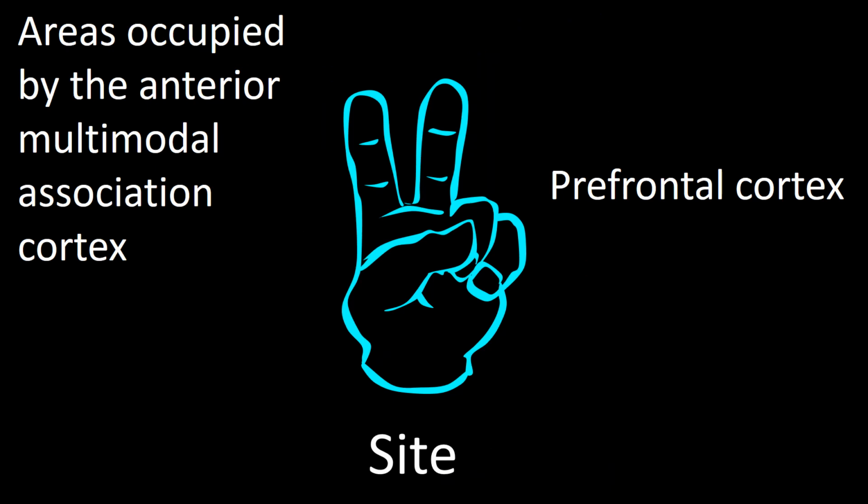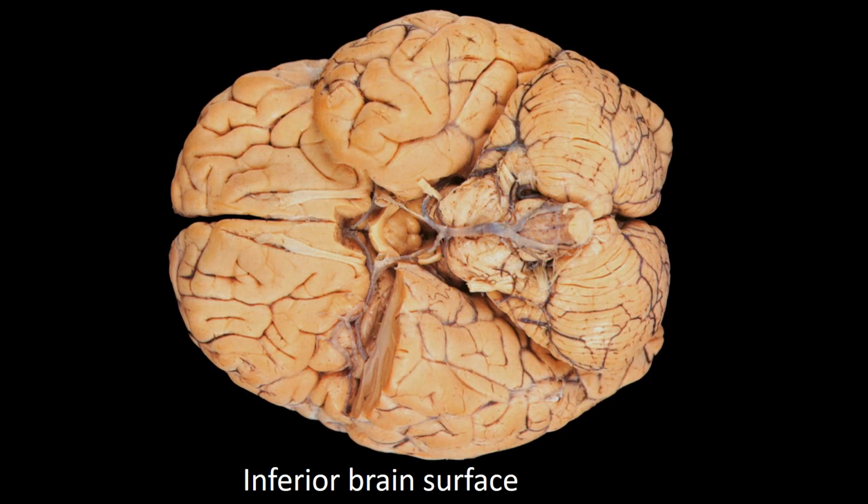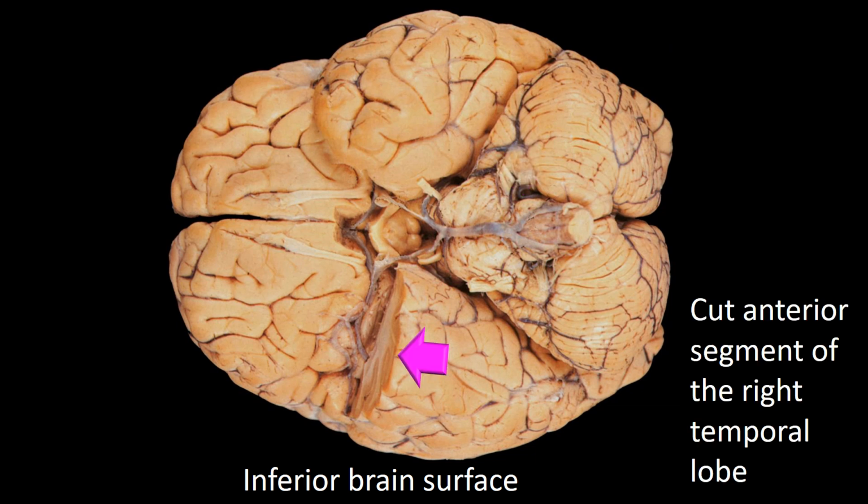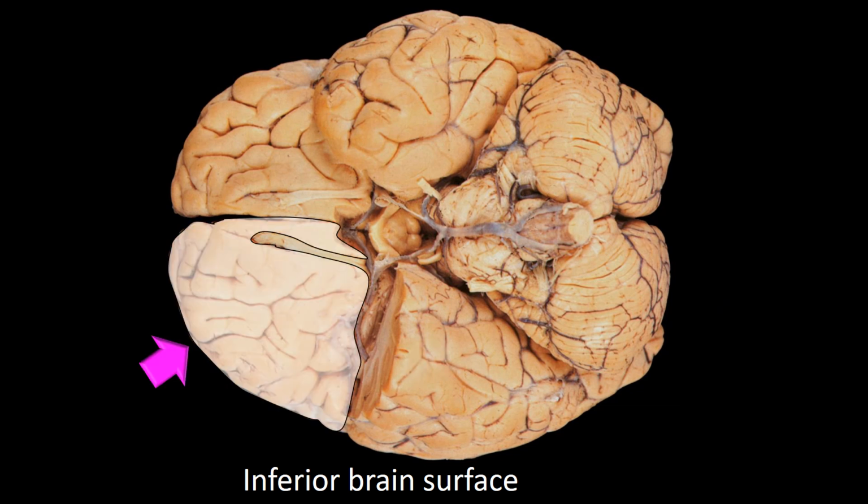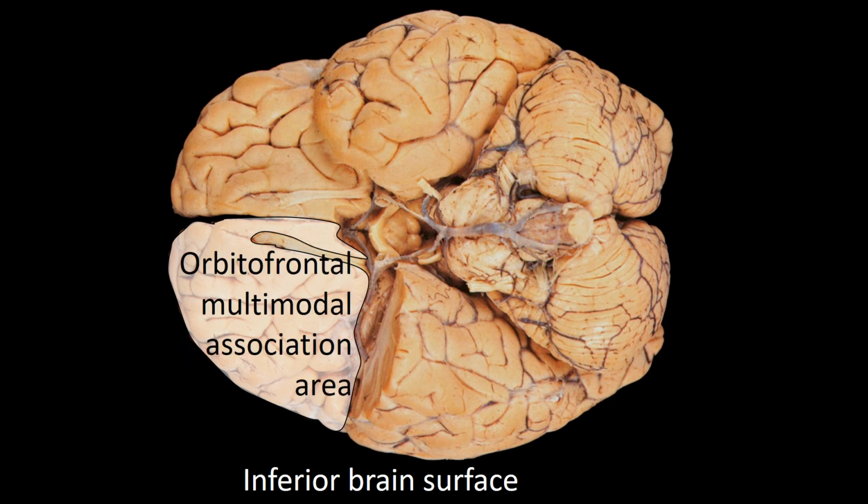The second component of the prefrontal cortex is found in the inferior surface of the brain. As you can see in this specimen, I am pointing to the cerebellum and now to the brainstem. This new arrow points to the cut and removal of the anterior segment of the right temporal lobe. The shadowed area is the orbitofrontal multimodal association area.